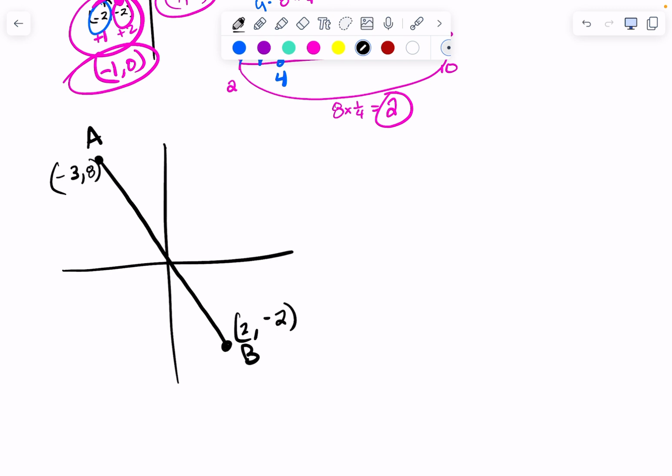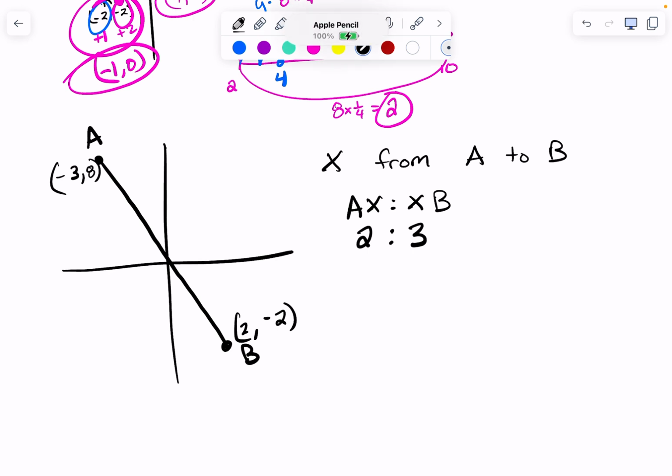I want you to find X from A to B so that AX to XB is 2 to 3. Is 2 to 3. Doesn't come out nice, does it?